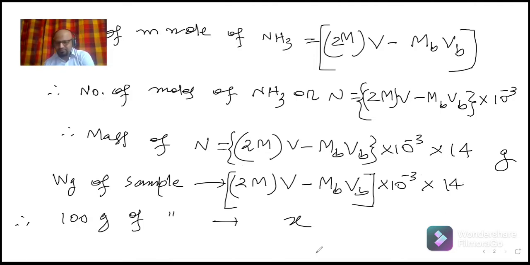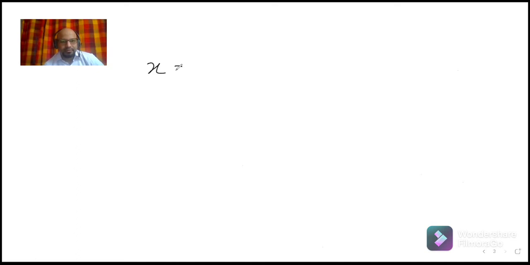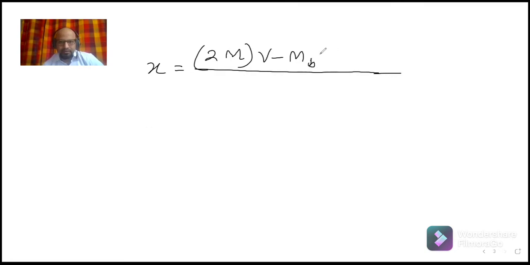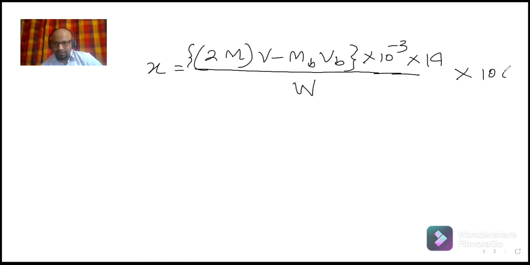I'll be going to the next page and we'll get the final calculation. So X will be 2m into V minus MbVb into 10 to the power minus 3 into 14, divided by W gram of the sample into 100, in percentage. So our calculation is done.